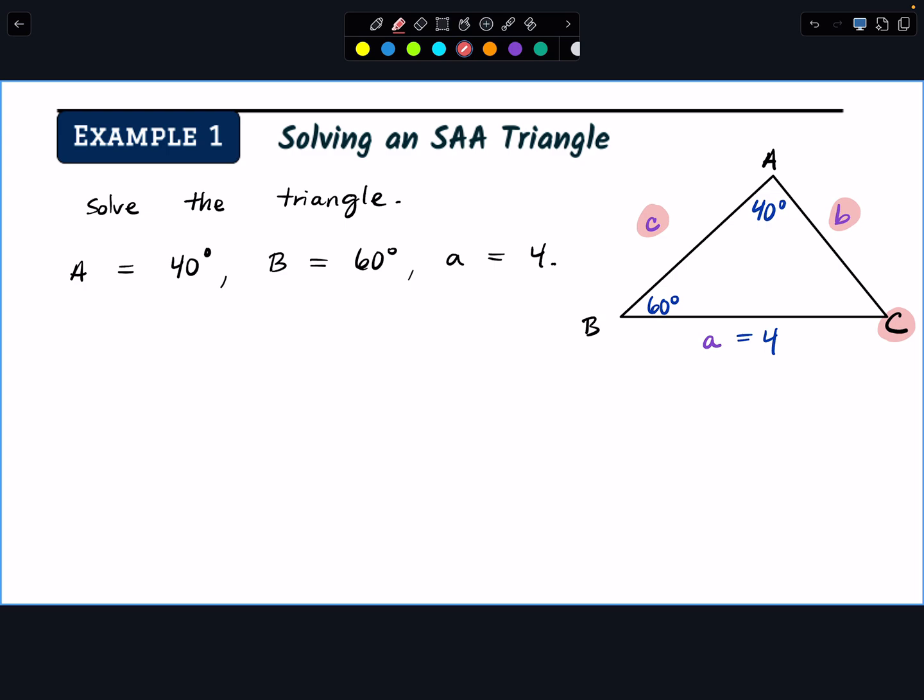So now, without even using the formula, what's something I could find? Big C, right? So this part hasn't changed. All the angles in a triangle still add up to 180. That didn't change. So it's going to be 180 minus 40 minus 60. So that gives me 80 degrees.